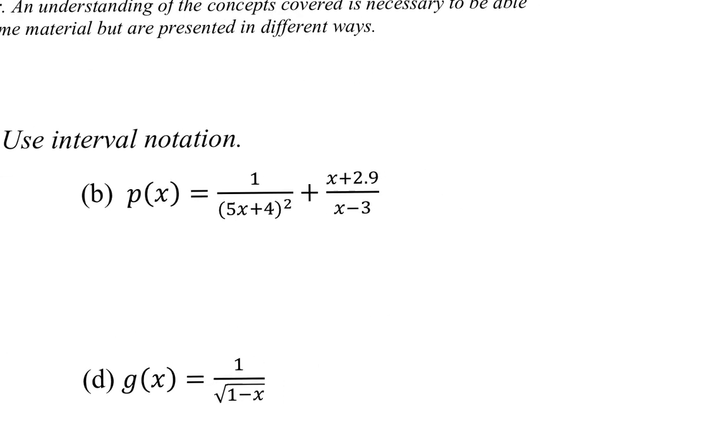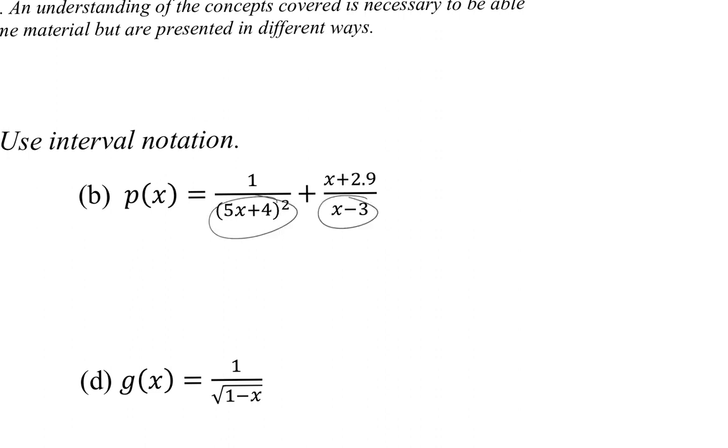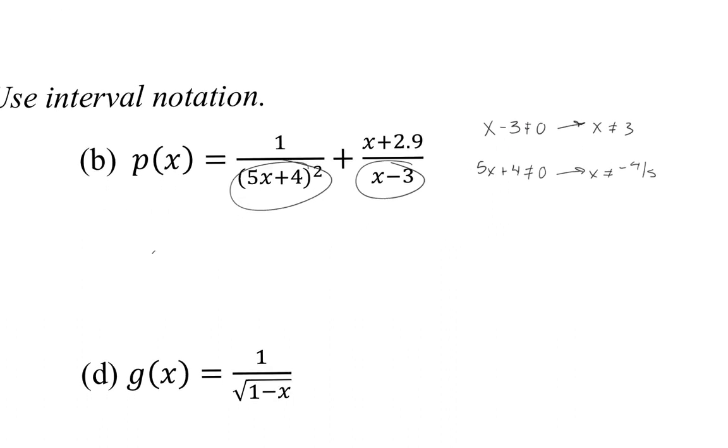Now moving on to the next question, we're going to look at our denominators and see, okay, well, x minus 3 cannot be 0, and 5x plus 4 cannot be 0, which means that x cannot be 3 or negative 4 over 5. Everything else is okay. So our domain goes from negative infinity to negative 4 over 5, union from negative 4 over 5 up to 3, and then another union from 3 up to infinity. Perfect.